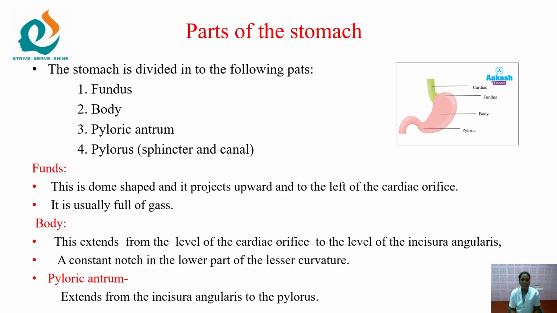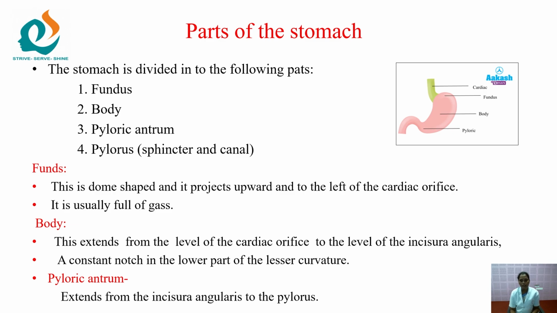Then the parts of the stomach. The stomach contains four parts: first the fundus, then the body, then the pyloric antrum, then the pylorus. The pylorus has the sphincter. First, the fundus of the stomach. The fundus is dome shaped and projects upward to the left of the cardiac orifice, where the esophagus and stomach join.